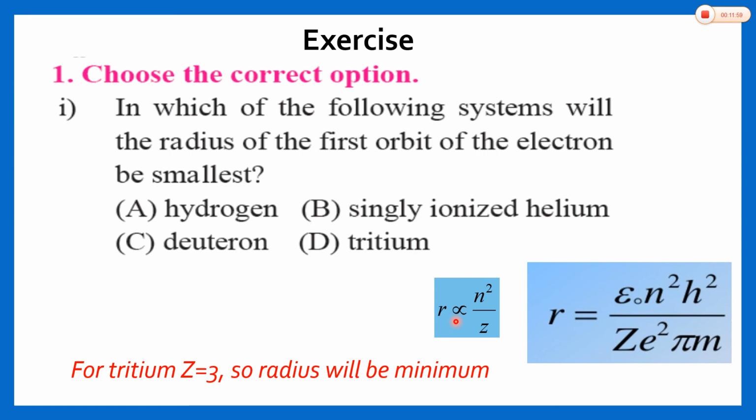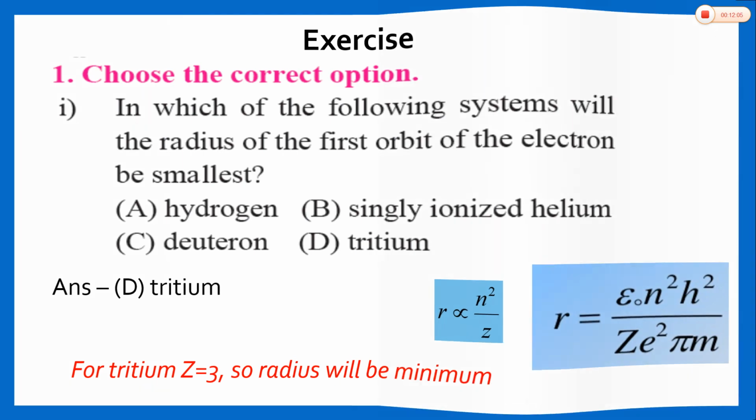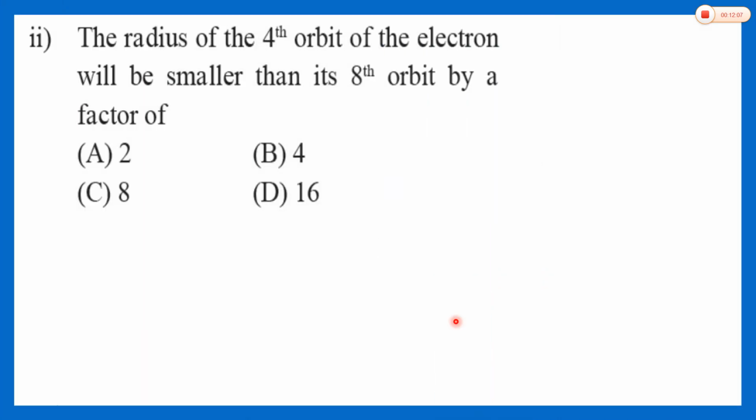Minimum for the tritium. So the answer is tritium. Now we will discuss the another objective given in your book. The radius of the fourth orbit of the electron will be smaller than its eighth orbit by a factor of.